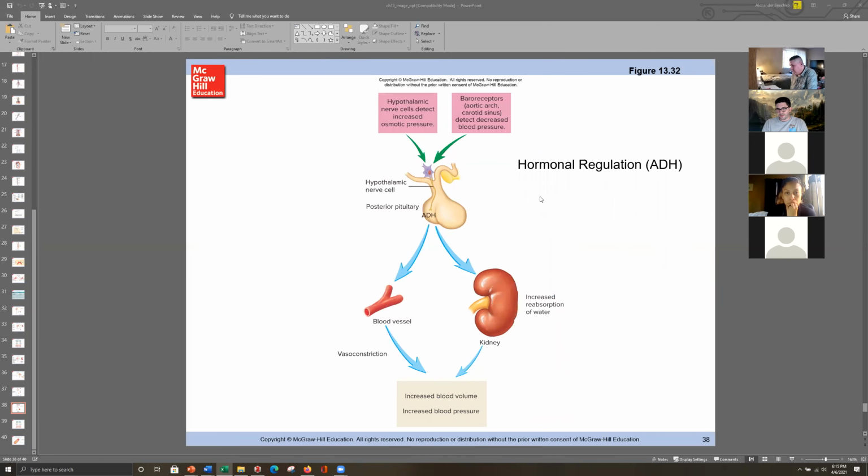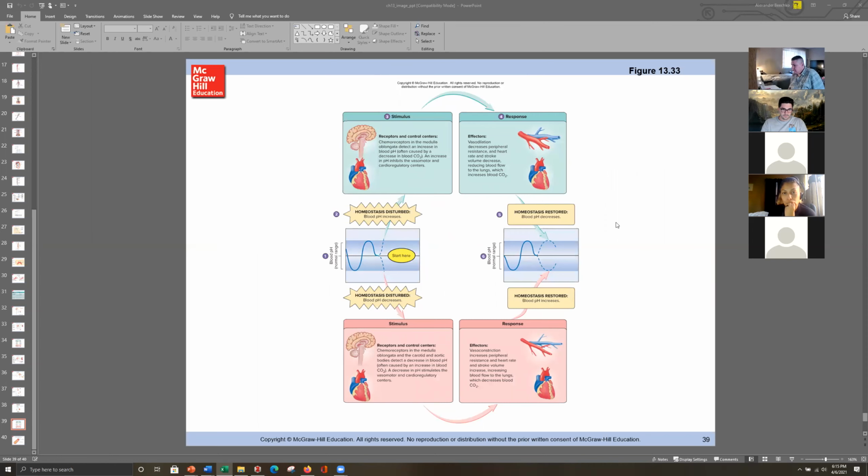And then that fancy hormone, antidiuretic hormone, is pretty interesting. Depending on how dehydrated you are, which can be measured through either baroreceptors or chemoreceptors, it can cause the kidneys to reabsorb water and create more concentrated, less dilute urine, right? Okay. So that's pretty much it.